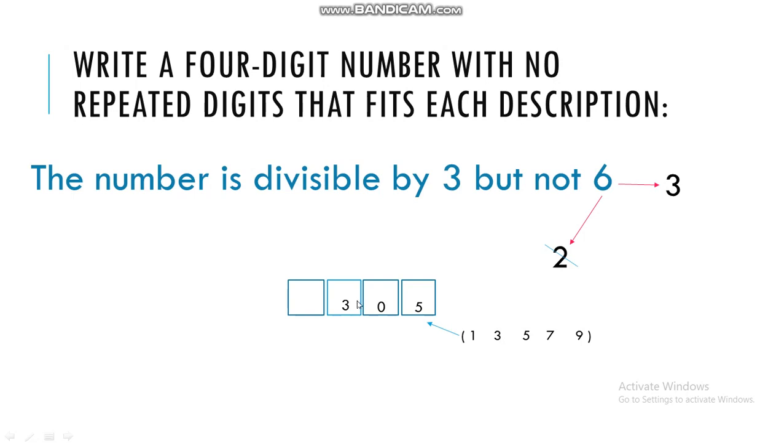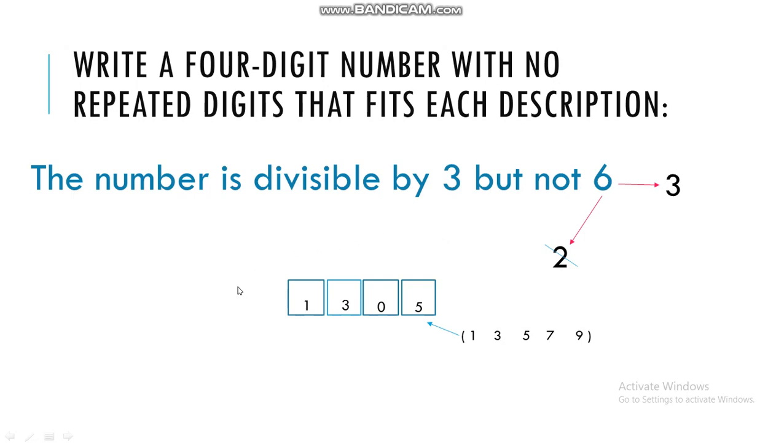Good. And remember, this number must be divisible by 3. So the sum of the digits must be divisible by 3. We have 8 till now. I want to make it 9. So can I add 1? Yes, of course I can add, because 1 is different from the other digits, right? This means that 1,305 is divisible by 3, but not 6.